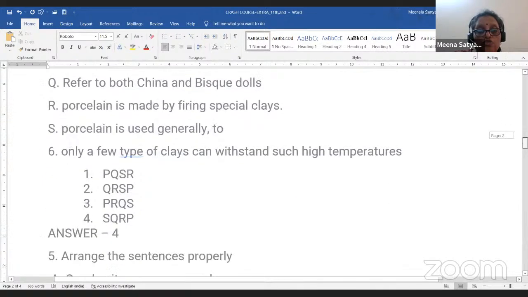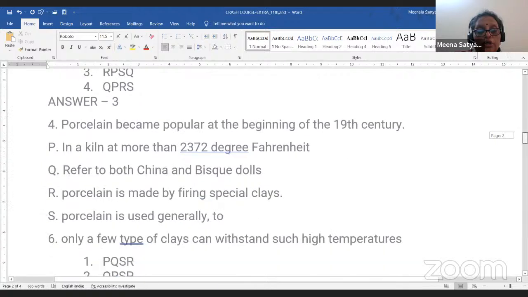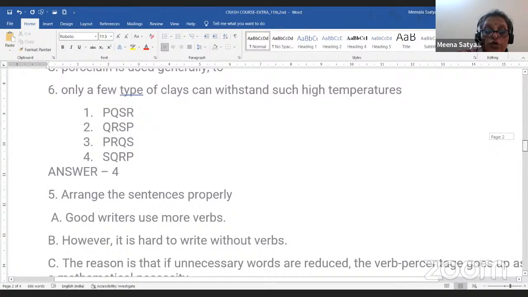You have to arrange PQ, RS, which is very important. So in a kiln at what? So it became popular at the end of the 19th century. Now, it cannot start with "in." Refer to both China and this, no. Porcelain is made by firing special clays. It can begin with "Porcelain is generally used to."